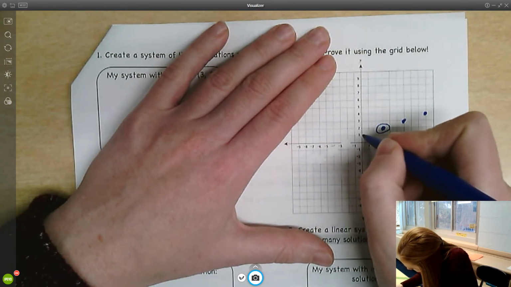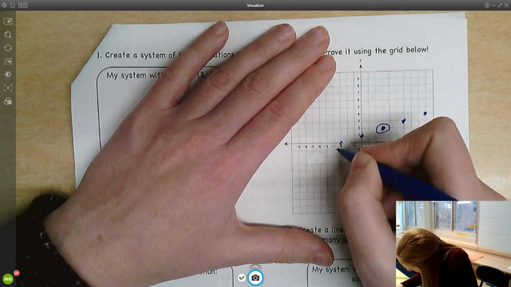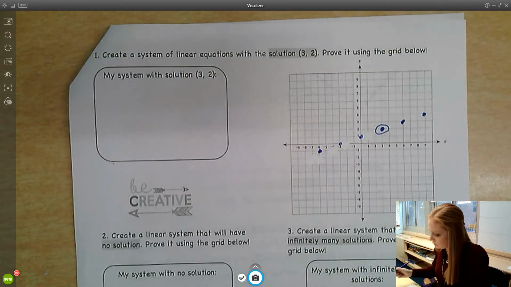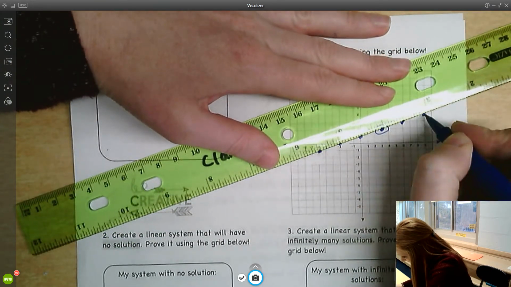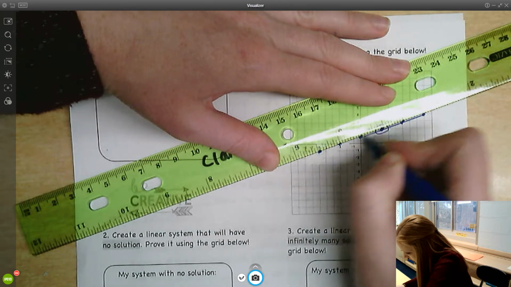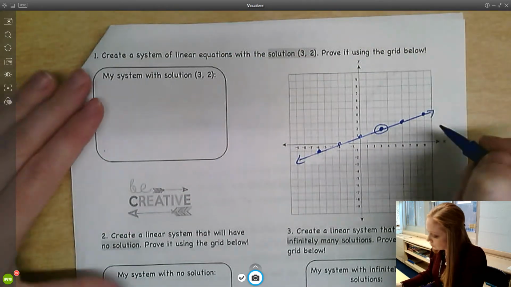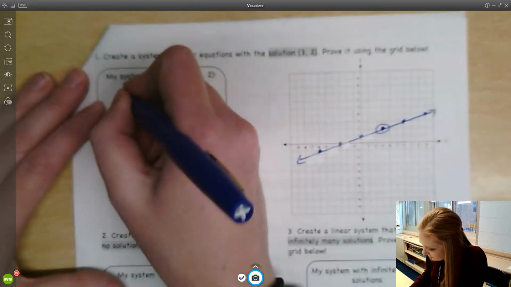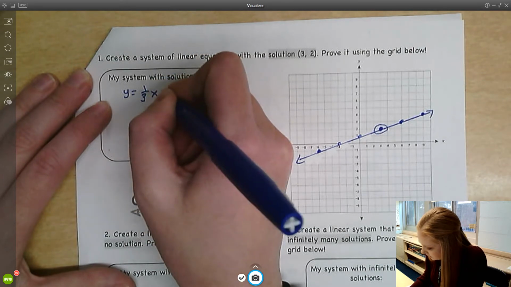Down 1, left 3. Down 1, left 1, 2, 3. Down 1, left 3. Okay. And I just made that up. I don't know, I just felt like going down 1, left 3. Or well, to start, I went up 1, right 3. So my y-intercept is 1, and I'm going up 1, right 3. So that means my line is 1/3 x plus 1.